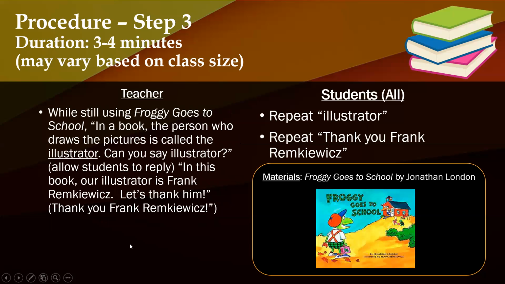The next part, while still using the book Froggy Goes to School, some suggested scripts could include, in a book, the person who draws the pictures is called the illustrator. Can you say illustrator? Students will reply, illustrator. In this book, our illustrator is Frank Remkewitz. And so let's thank him. So let's all say, thank you, Frank Remkewitz. And students will say, thank you, Frank Remkewitz. And of course, he has a very complicated name that kindergartners may or may not be able to pronounce properly.